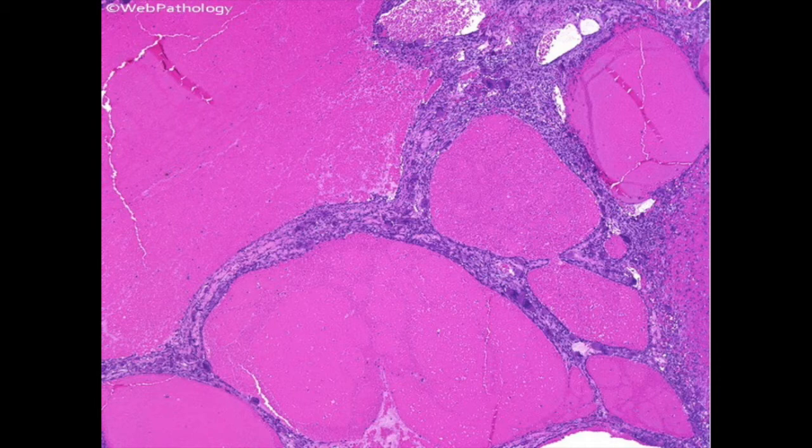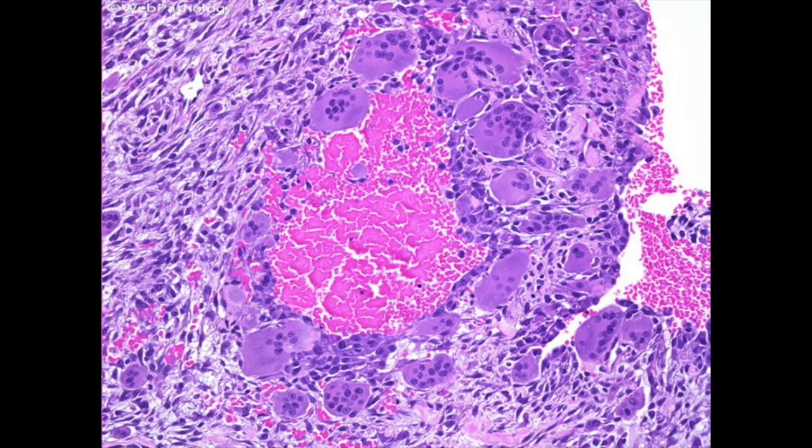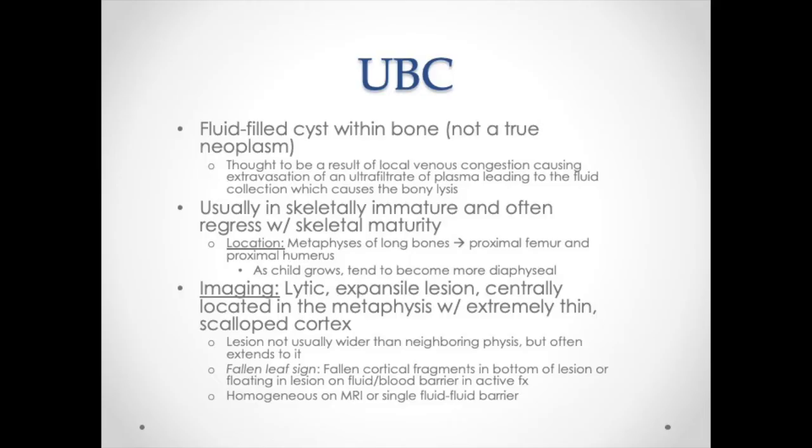As we zoom in, here's that example of the spindle cell background without significant atypia. A lot of the cells are relatively homogeneous. There's also a lot of fibrous tissue between the cells rather than wall-to-wall pleomorphic cells typically seen in telangiectatic osteosarcoma. Here you see those multinucleated giant cells, and they tend to be clustered around these islands of hemorrhagic tissue without an epithelial lining.